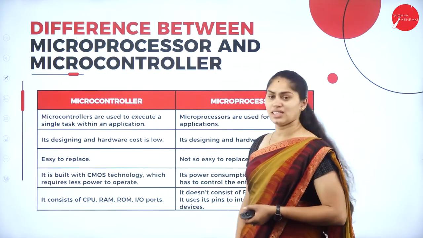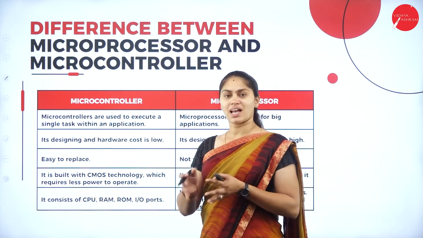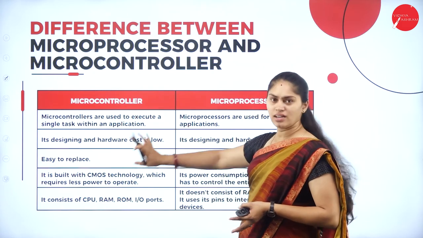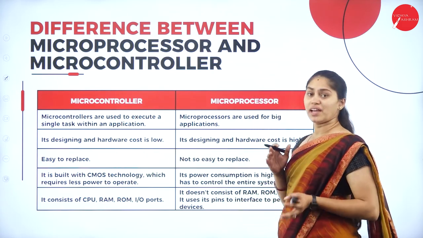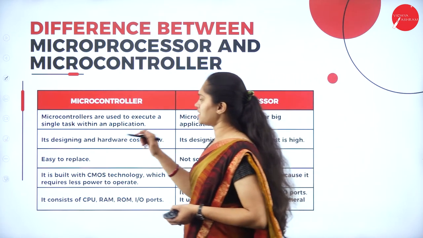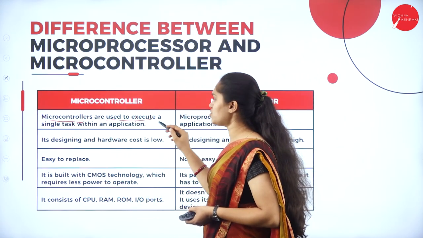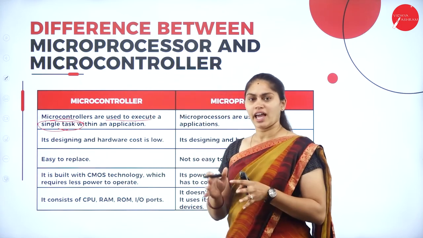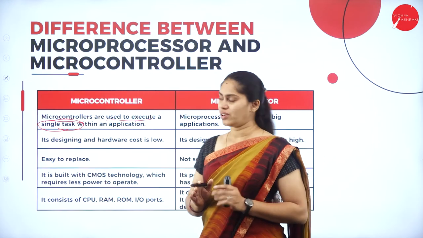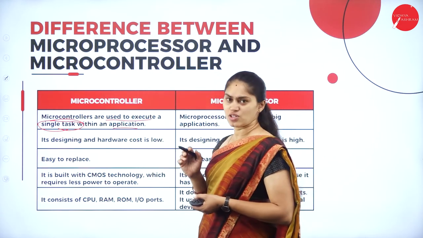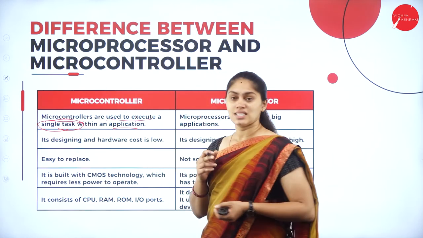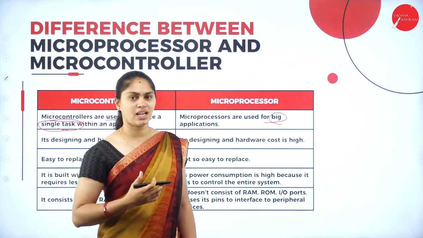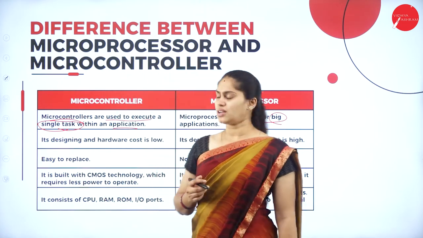And then here you can see the difference between microprocessor and microcontroller. First here we have the microcontroller which we learned right now. Then already you know about the microprocessor. First we'll see the first point. Microcontrollers are used to execute a single task within an application. So if an AC is meant for air cooling, then it is going to perform that task only. So it is somewhat like an application software. It is used to execute a single task, but that's not the case with a microprocessor.